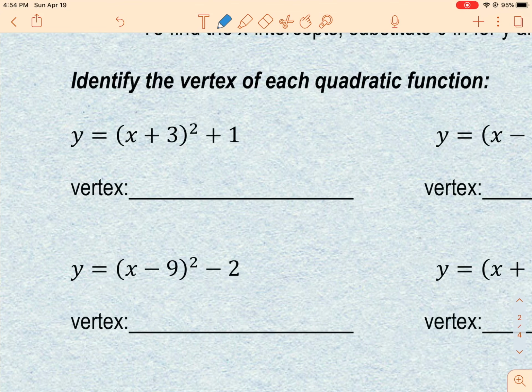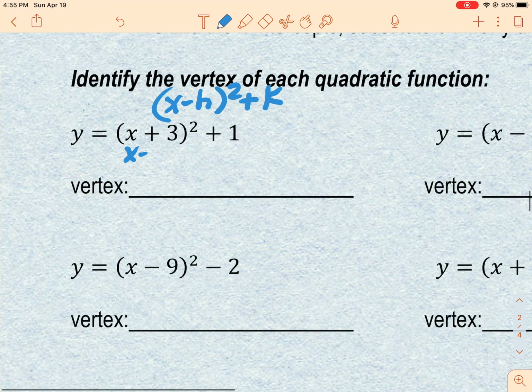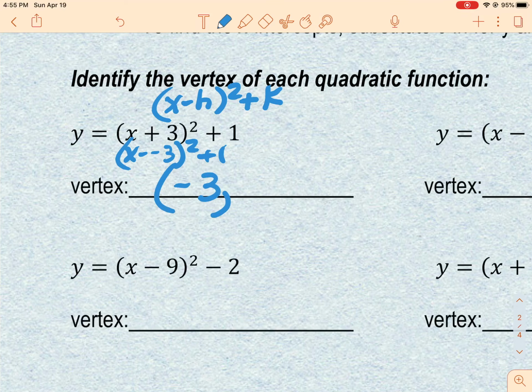The vertex, the equation is x minus h squared. But what I have here is an x plus 3. So in our head, we kind of want to think about the opposite of what's in parentheses, because in order to get x minus to make it a plus 3, it's an x minus a negative 3, if that makes any sense. So the vertex is negative 3, and then it's our k value of positive 1.